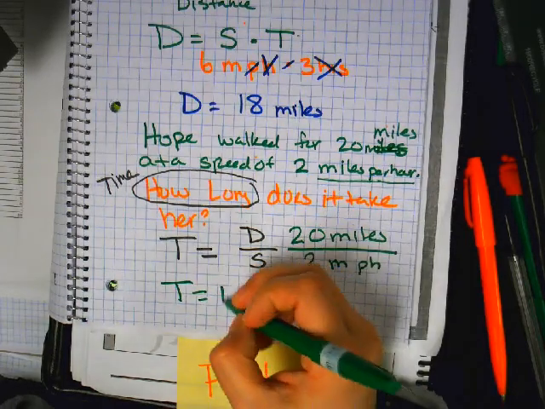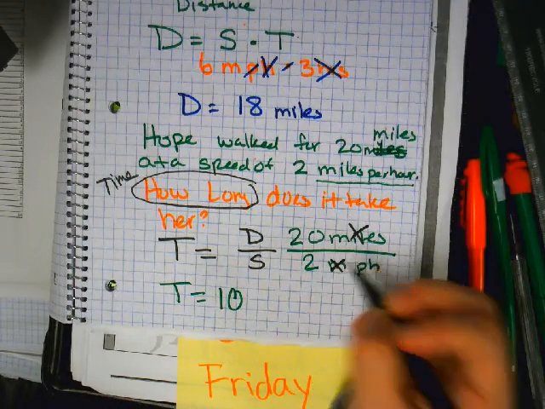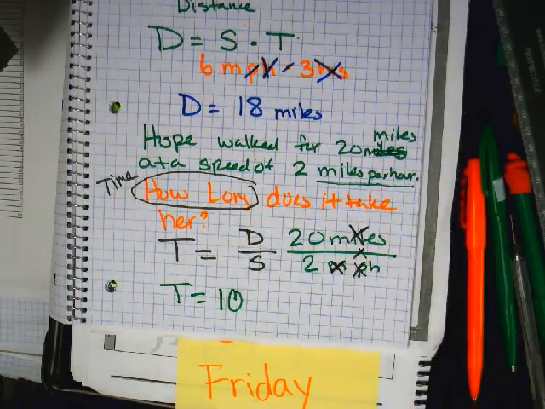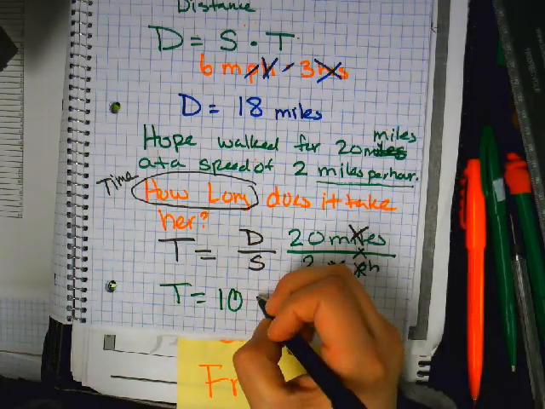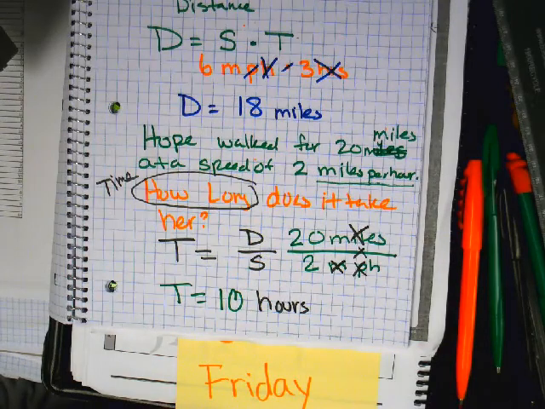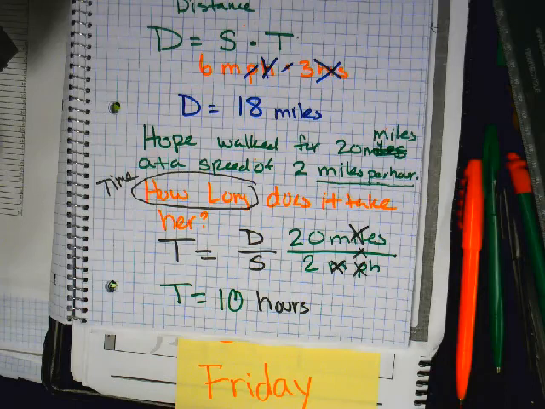10. And then what words repeat? Miles, miles. This line means per and per. So what's left over? Hours. So her time is 10 hours. So it took her 10 hours. Totally possible. It took her 10 hours over a week. That makes more sense. All right. Are we okay? All right.